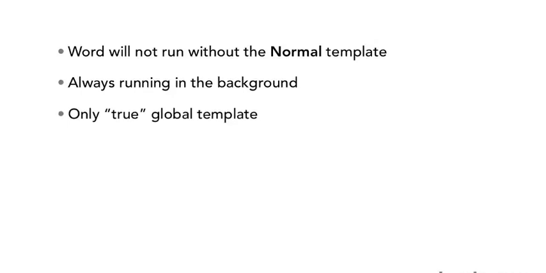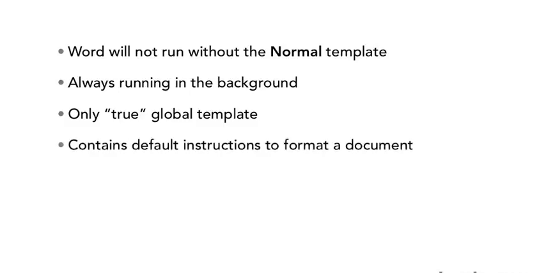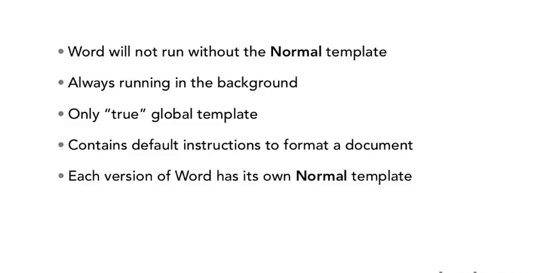It is the only true global template that exists in Word, as it is the only global template that always resides in the background. This means some version of the normal template is attached to all Word documents. When you open Word, the first thing it does is look for the normal template to get its instructions on how to format your document. The version of Word you are using depends on what instructions the normal template contains.